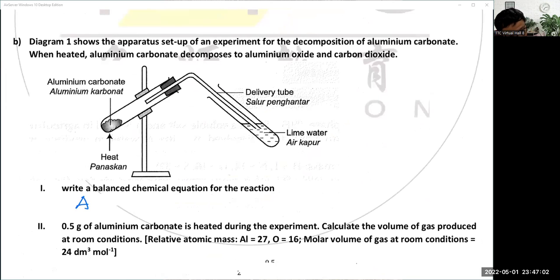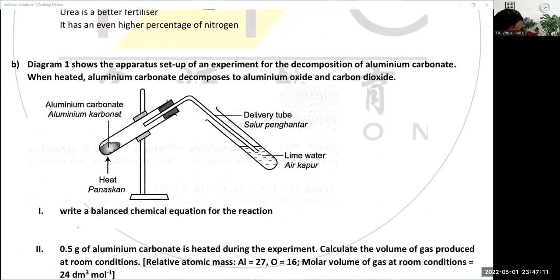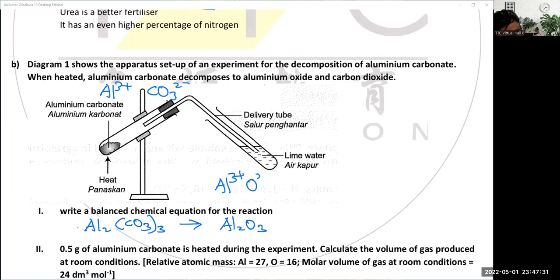Ammonium carbonate, aluminum carbonate. Aluminum is 3 plus. CO3 is 2 minus. So you get Al2(CO3)3. And heat already will become aluminum oxide. Aluminum is 3 plus, O is 2 minus, plus carbon dioxide gas. And you try to balance this equation. Yep, put a 3 here, it is balanced.